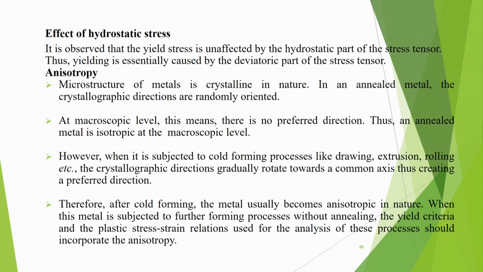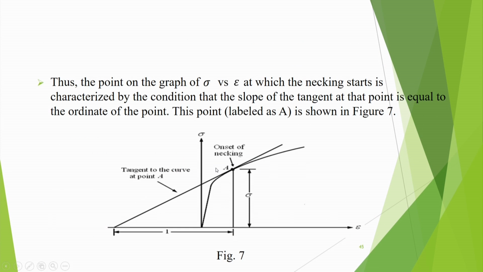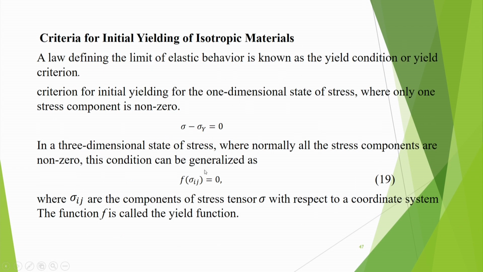When this metal is subjected to further forming processes without annealing, the yield criteria and the plastic stress-strain relations used for the analysis of these processes should incorporate the anisotropy. There are some anisotropic yield criteria as well, for example Hill's criteria, but we are not going to discuss that point now. So here, for the criteria for initial yielding of isotropic material, we can define a law which tells the limit of elastic behavior, that is called the yield condition or yield criteria.